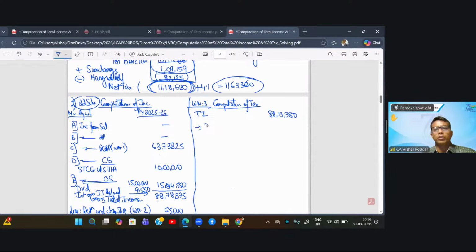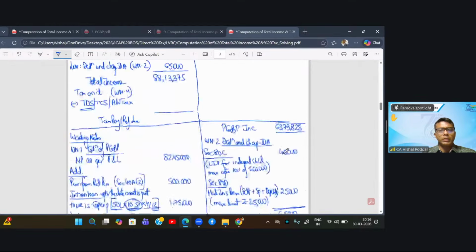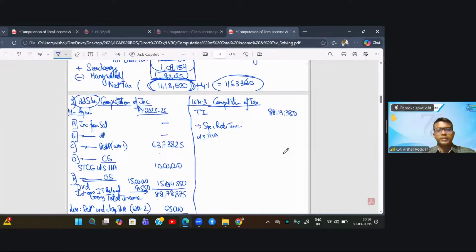Now out of this, you have one special rate income, which is under section 111A. How much is that amount? 10 lakhs. So I will reduce this 10 lakhs here because this has a special rate. So balance regular income is 78,13,380. Correct, students? 78,13,380. Now for this 78,13,380, what will be my working?